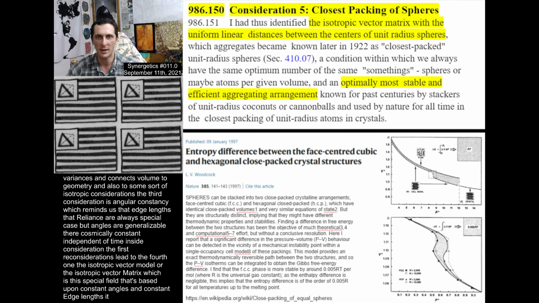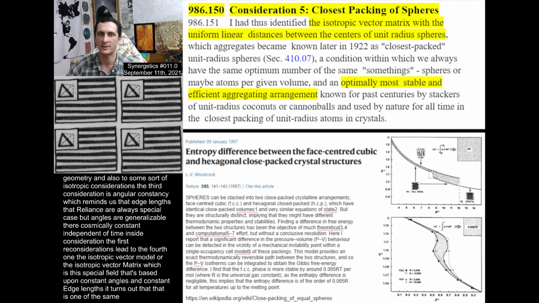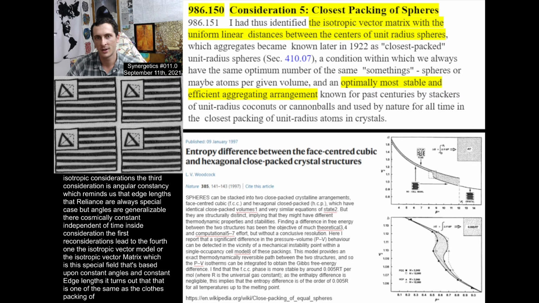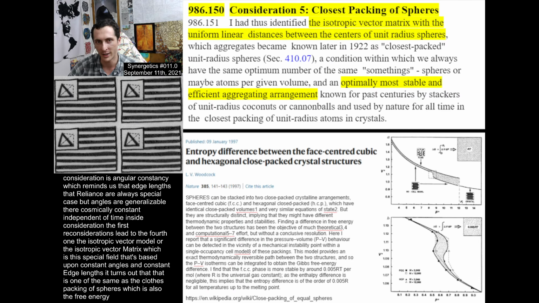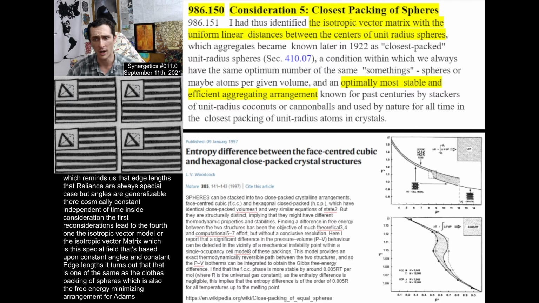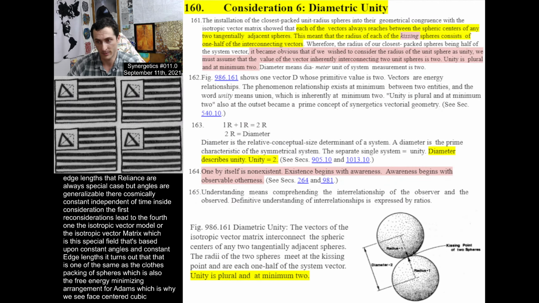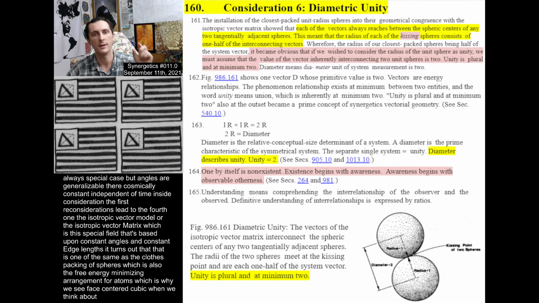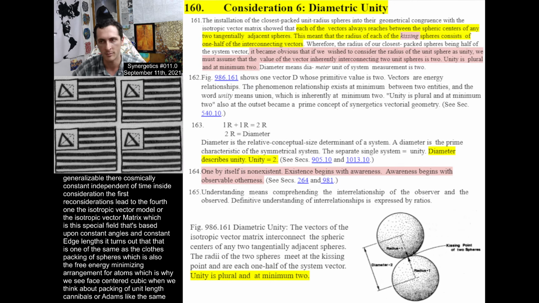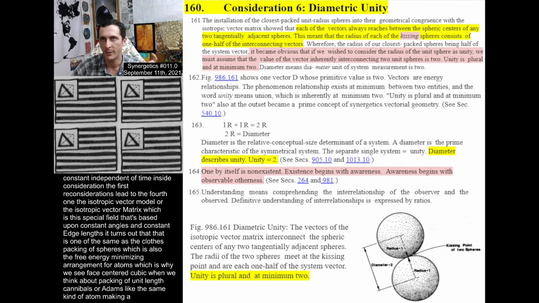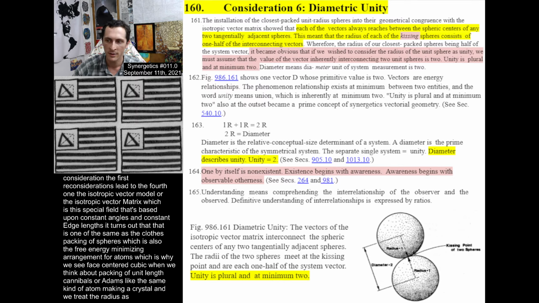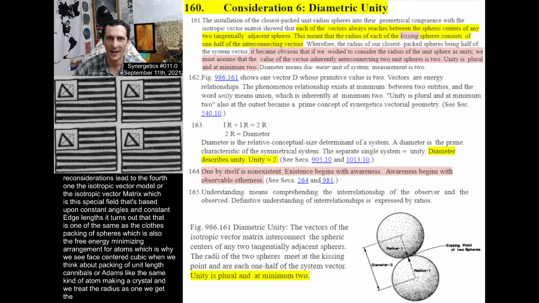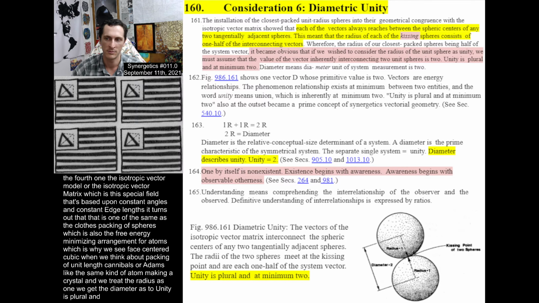It turns out that that is one and the same as the close packing of spheres, which is also the free energy minimizing arrangement for atoms, which is why we see face-centered cubic packings. When we think about packings of unit length cannonballs or atoms, like the same kind of atom making a crystal, and we treat the radius as 1, we get the diameter as 2. Unity is plural, and at minimum 2. Diameter.